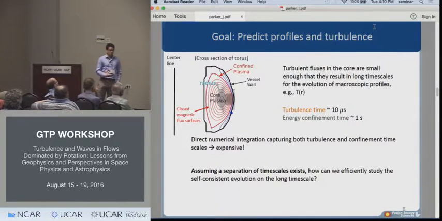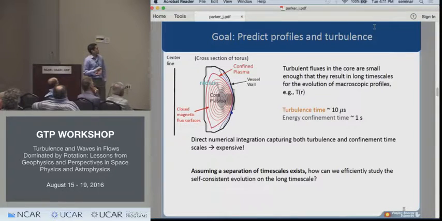So that's the goal of what I'm trying to do, is to self-consistently calculate the profiles and the turbulence together. And it turns out that the turbulent fluxes in the core of the plasma are sufficiently small that there is a very long time scale between the turbulence time and the evolution of the macroscopic profile. The turbulence time is around 10 microseconds. The energy confinement time is something like a second.